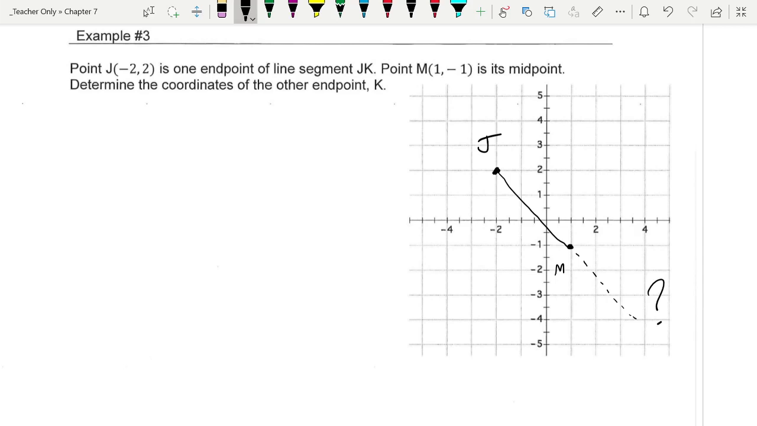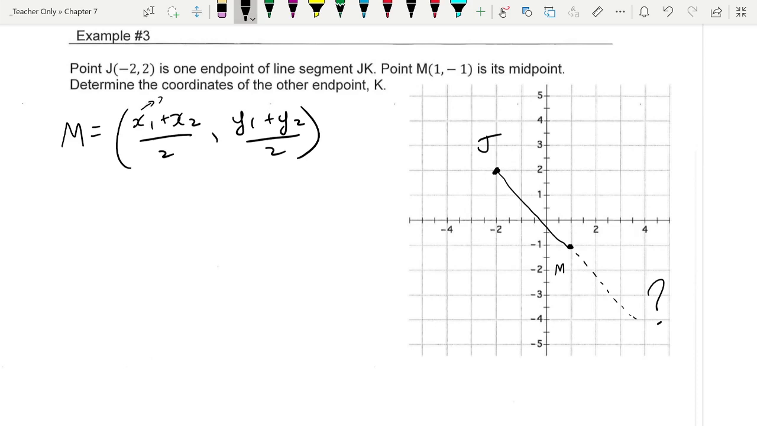Well, here's the basic formula again. It's the average of the two sets of coordinates. But I can actually make two little equations out of this. I know one of these x's, so I'll pick the second x. The second x is -2. The first x, I don't know what it is, so I'll just call this x1, just call that any old x. x plus -2 divided by 2 has to equal 1.